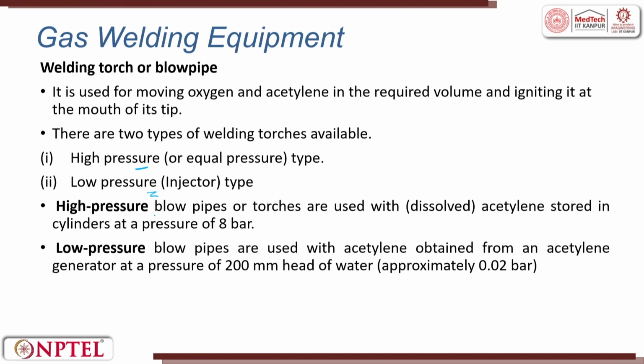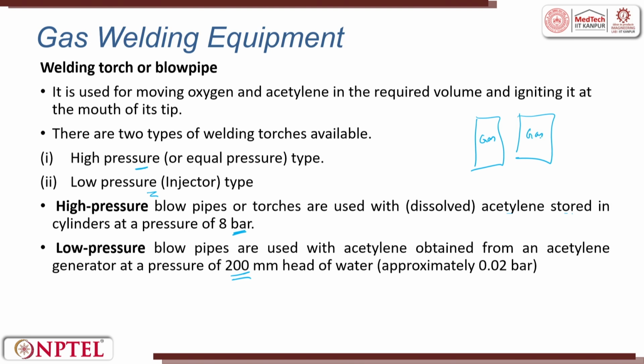High pressure torch, where blowpipe or torch are used with acetylene stored in the cylinder at a pressure of 8 bar. Low pressure, the blowpipes are used with acetylene obtained from an acetylene generator at a pressure of 200 mm head of water. So, interestingly, today what we are talking about is these gas cylinders we are having.